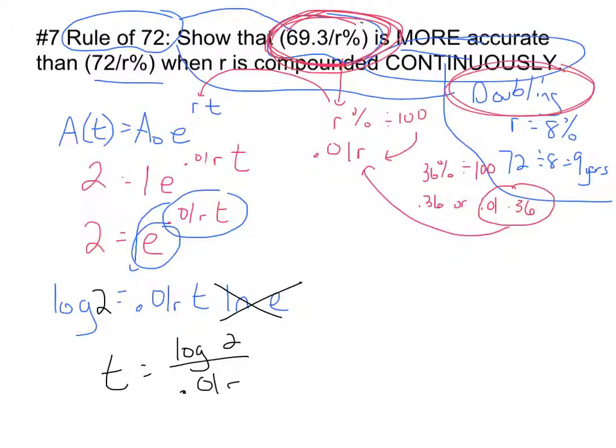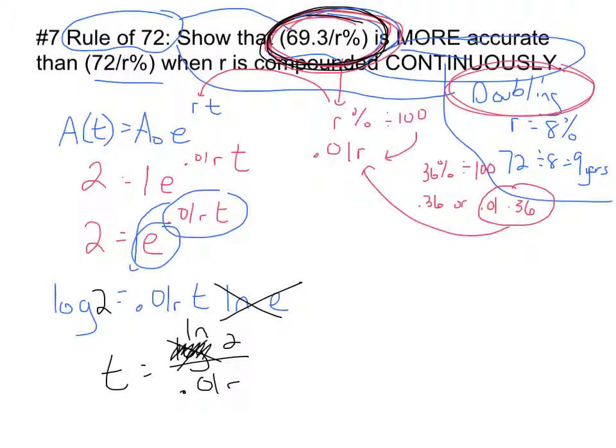Well, remember, we're trying to show that this is more accurate. That's a more accurate amount. Well, in your calculators, I want you to type natural log of 2. Why did I put log there? That should not be log. That should be the natural log. Come on, Mr. Williams, get your head in the game. The natural log of 2 divided by 0.01. Type that into your calculator.